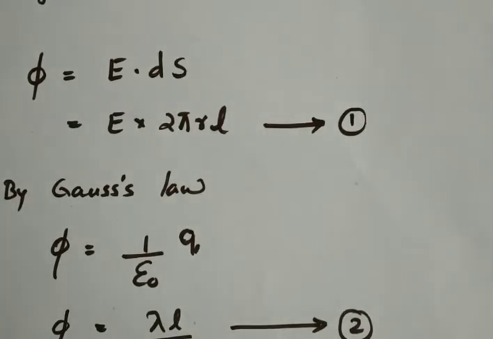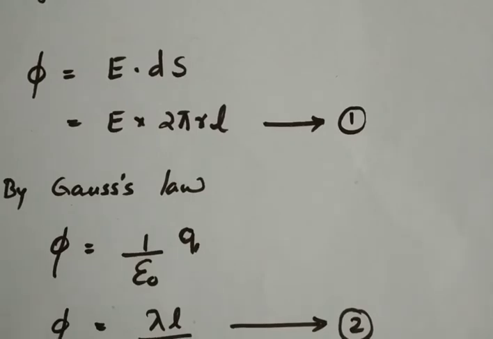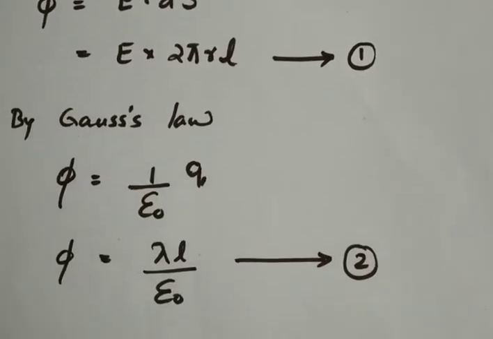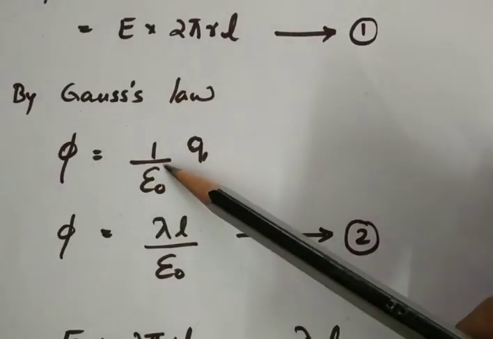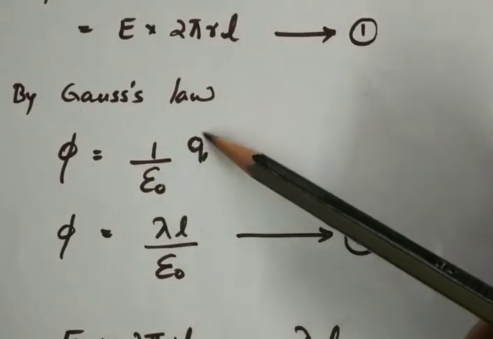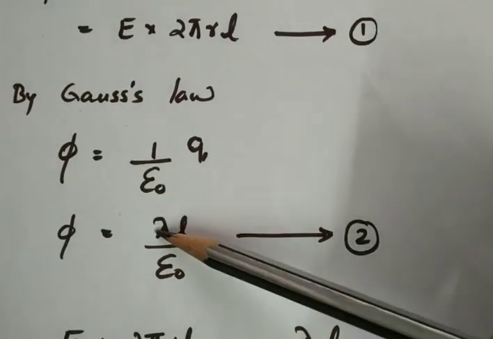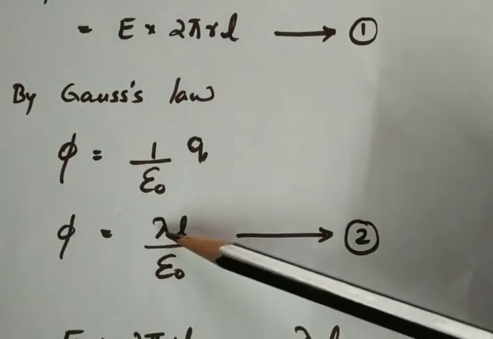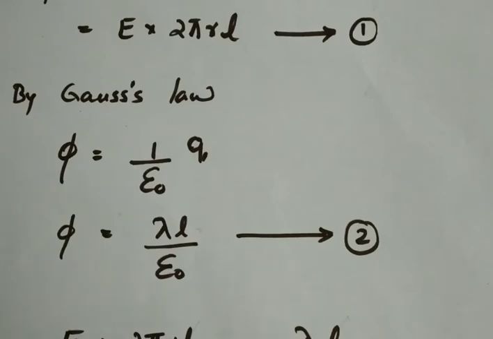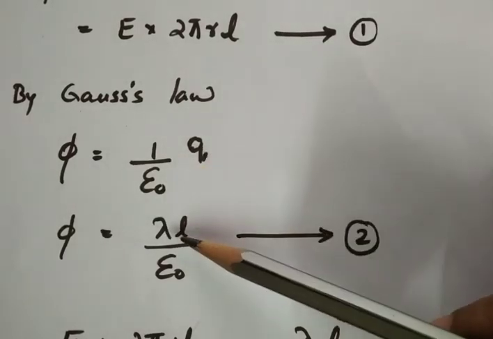Now let us apply Gauss's law. What is Gauss's law? Flux phi is equal to 1 by epsilon 0 times Q. So, phi is equal to 1 by epsilon 0 times Q. What is Q? Q is equal to lambda into L. What was this lambda? The linear charge density. Linear charge density is equal to Q by L. So, Q is equal to lambda into L.